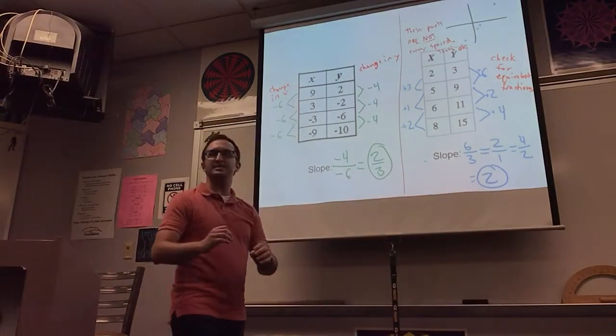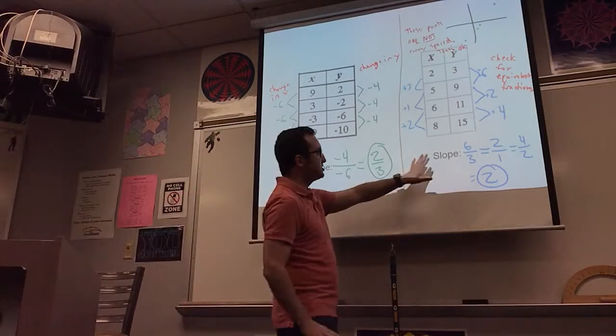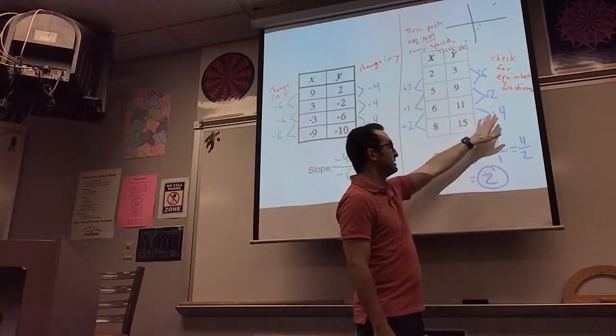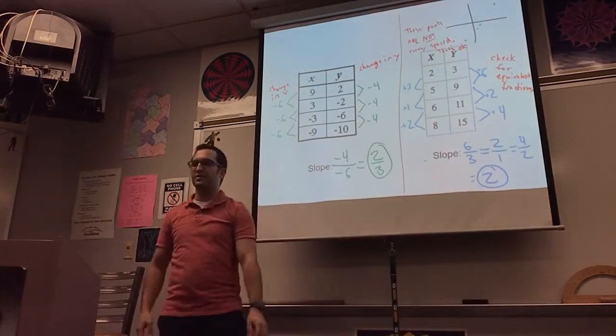The key is the change in y over the change in x, right? Is this change in y over the change in x the same as this change in y over this change in x? The answer is yes. So it does have a constant slope.